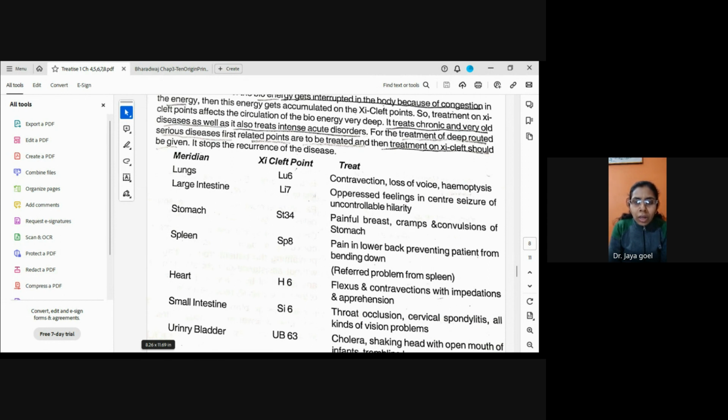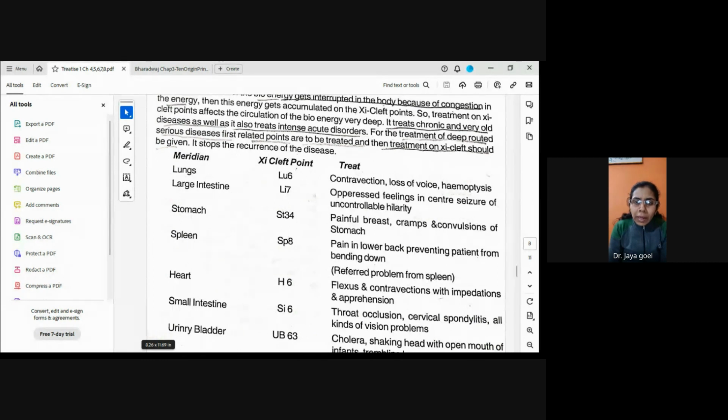In the same way, for the large intestine, the cleft point is LI7. It is for the feeling of seizure or uncontrollable hilarity. For stomach, the cleft point is ST34. It is used to treat painful breast cramps, convulsions of the stomach. Means like burps and all, you can treat it.